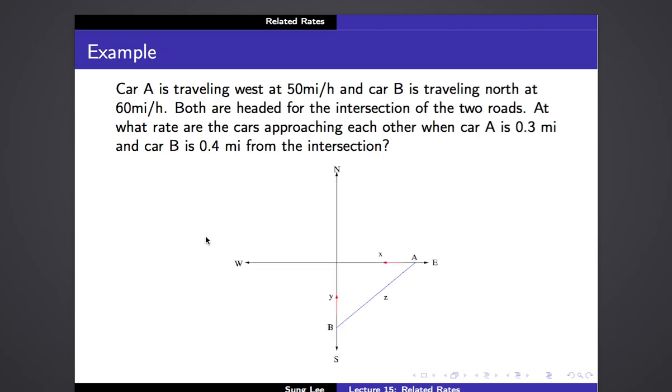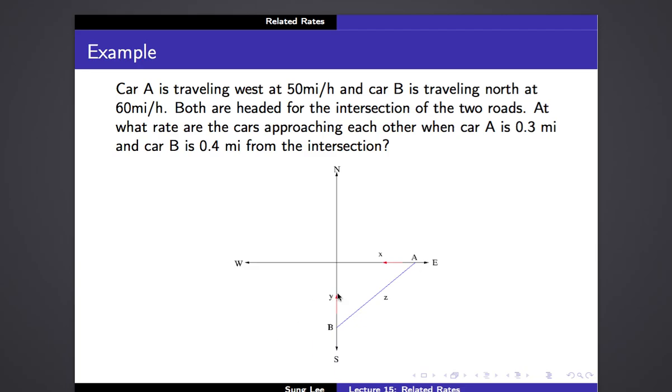Okay, so here's the first example. Car A is traveling west at 50 miles per hour, and car B is traveling north at 60 miles per hour. Both are headed for the intersection of the two roads. At what rate are the cars approaching each other when car A is 0.3 miles and car B is 0.4 miles from the intersection? So that's the question. Let us take a look at the following figure.